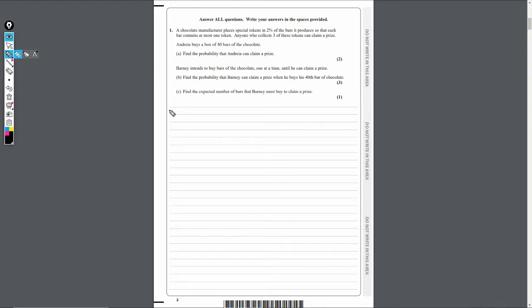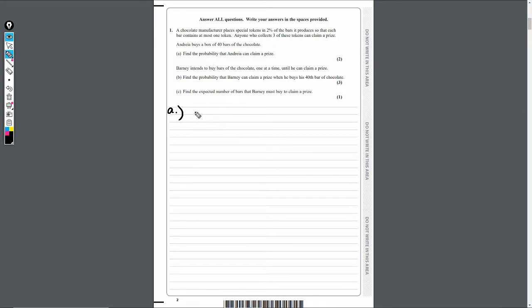So, question 1, part A. We've got a question here where it's talking about basically chocolate, so if you're hungry, not the best question to start with. It tells us that the tokens are placed in 2% of the bars it produces, so that each bar contains at most 1 token. And anyone who collects 3 of these can claim a prize. So we're told that Andrea buys a box of 40 bars of these chocolates. What's the probability that she can claim a prize?